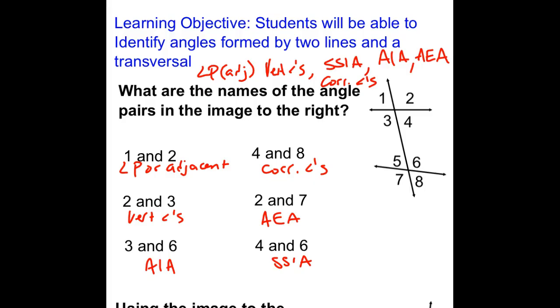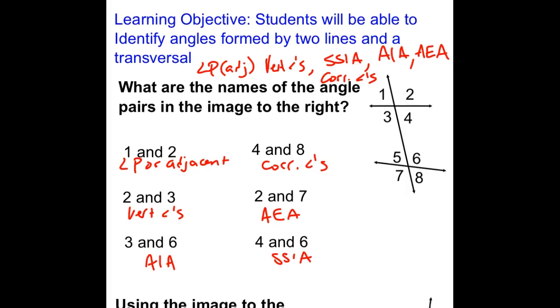4 and 8 were corresponding angles. They're both on the bottom right of the intersections. 2 and 7 are alternate exterior. They're both outside of those two lines and on opposite sides of the transversal. And 4 and 6 are same side interior. They're both between the two lines and on the same side. Okay, so that's going through those.